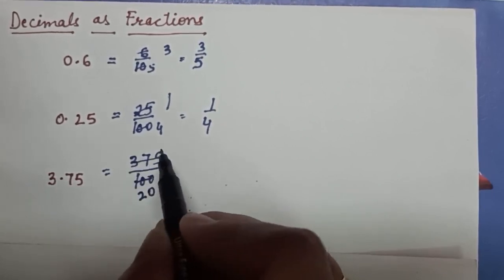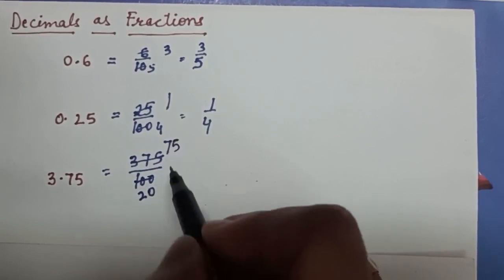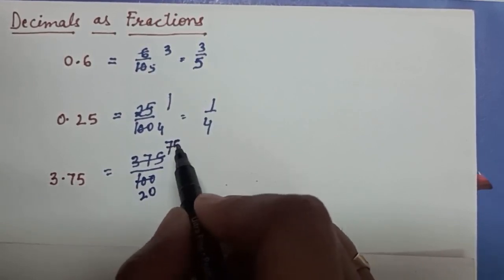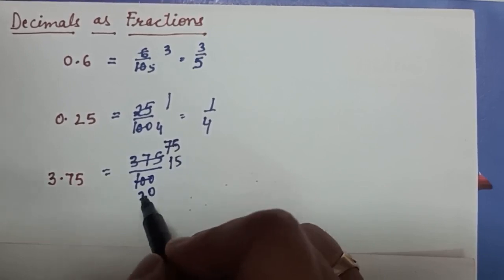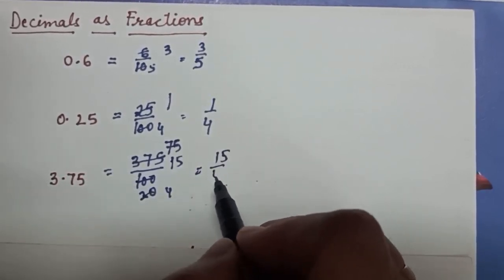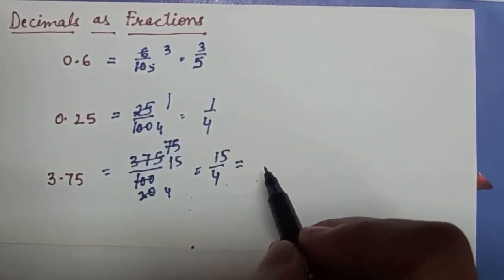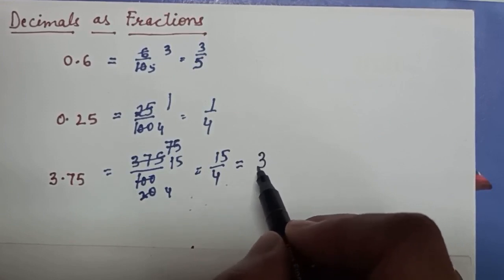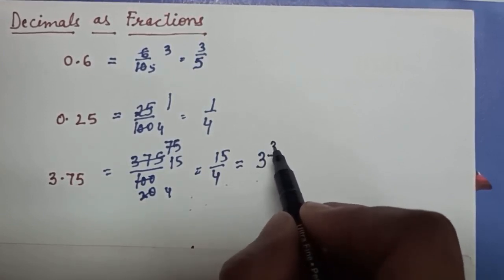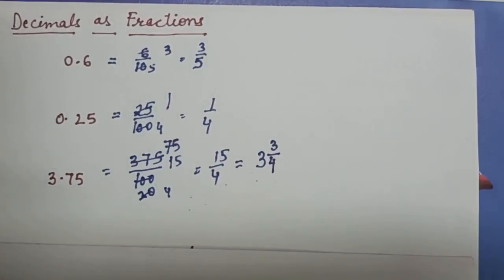Again they are divisible by 5, and here we have 5 7s are 35, 5 5s are 25. Now again they are divisible by 5, so we get here 15 on 4 as the answer. So we can change them to a mixed fraction also. So it will be 4 3s are 12, 3 is the remainder, and 4. This will be the mixed fraction.